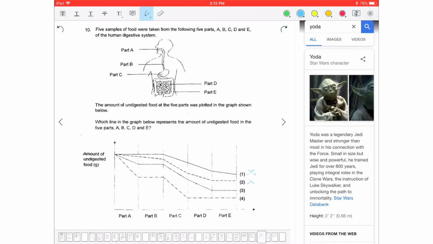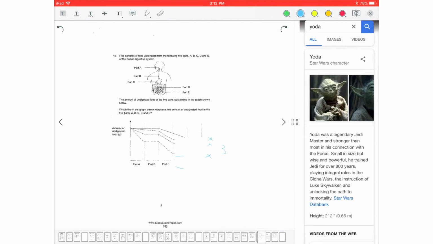It's not 4. It's 3. Why? No, look at D, which I just removed. D, no digestion. How come? D is the small intestine. No. That's where most of the digestion takes place, right? So 4 is wrong. So it must be 3. Right? It's 3. Next.